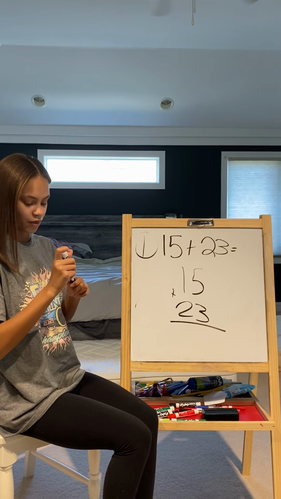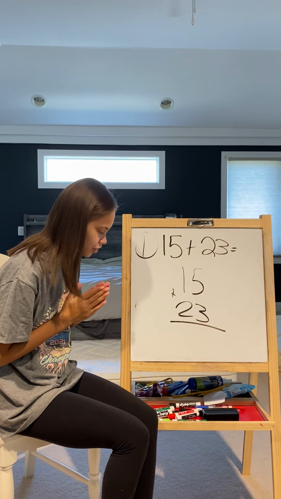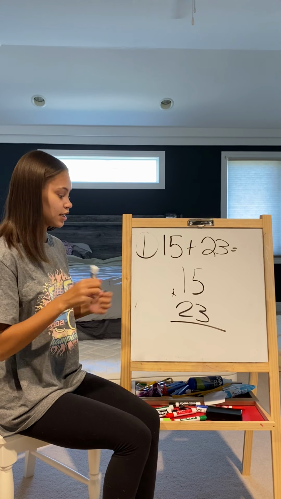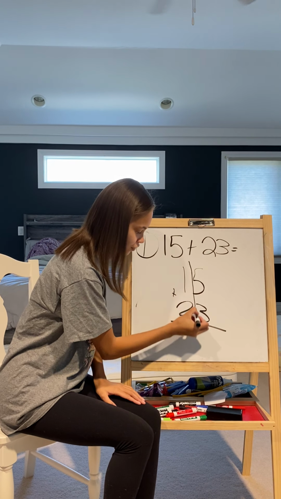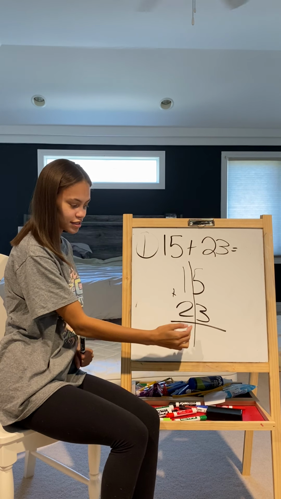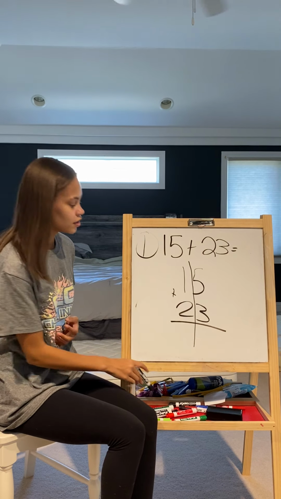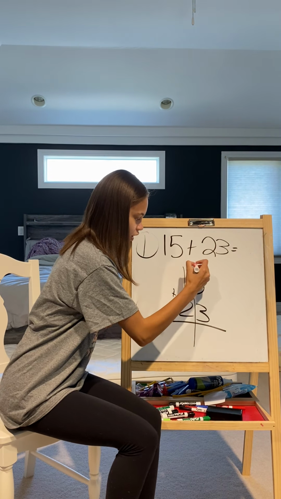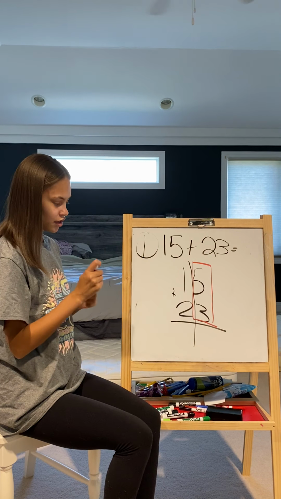Okay, so what you're going to do is first split the problem in half, right down the middle. So we have the first two numbers on this side and we have the last two numbers on this side, okay? So what you're going to do first is only look at this back portion here, okay?